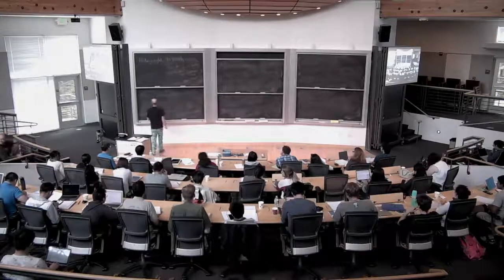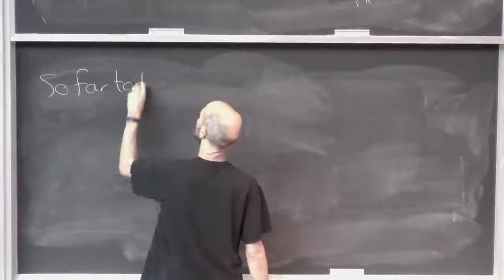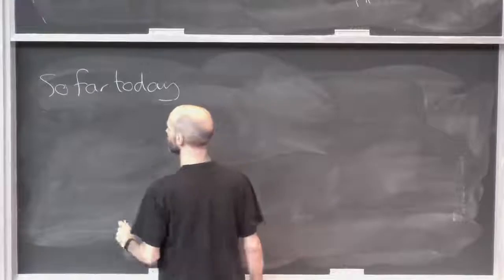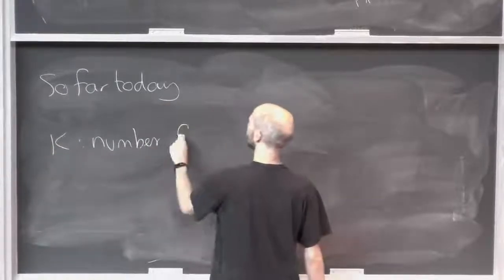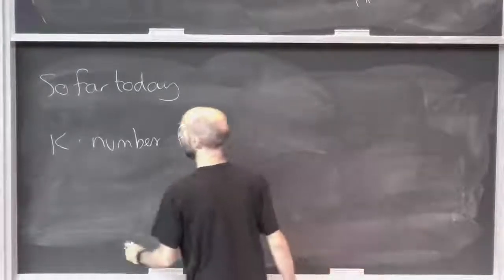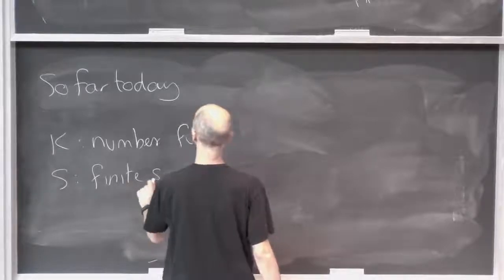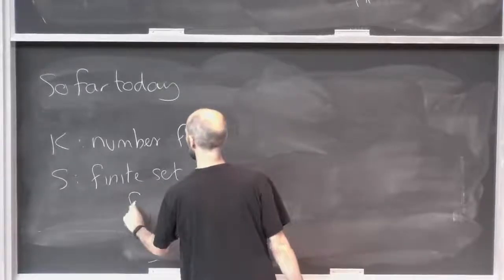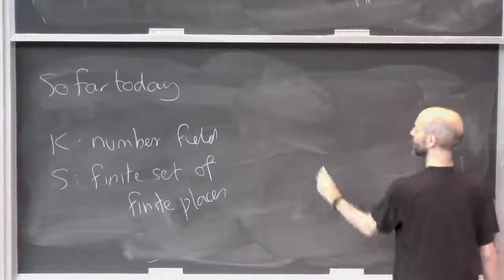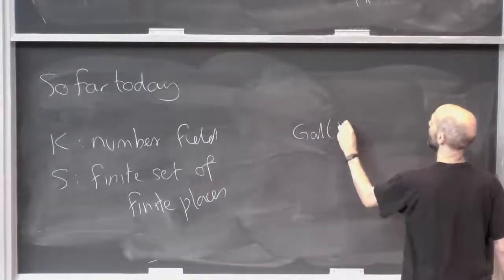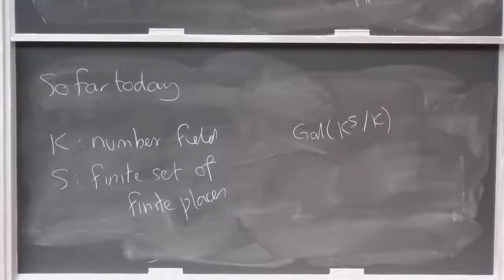So what I tried to teach you so far today, I've made the following observation, right? Let K be a number field. And let S be a finite set of finite places. And now let's consider Gal(K_S/K). That's an infinite global Galois group.